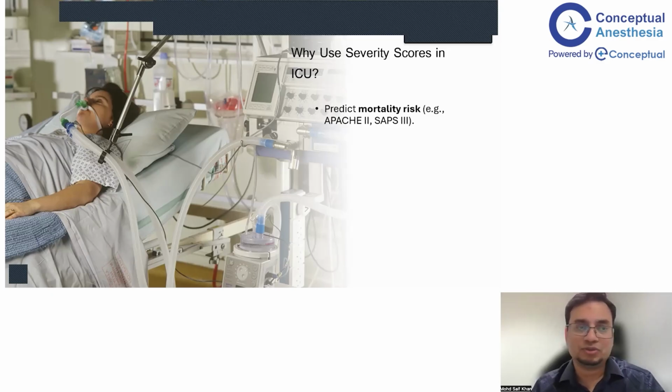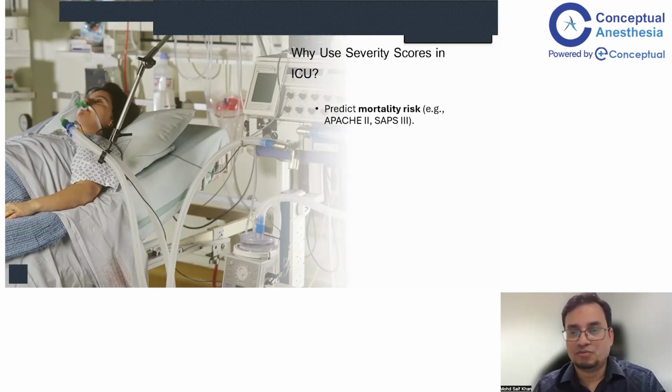So there are particular scores which are validated to be used as mortality scores, like APACHE II and SAPS III and even APACHE IV. So even MPM. We will know about these scores later.